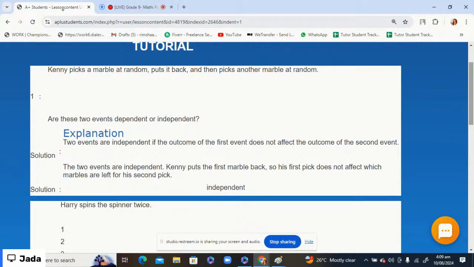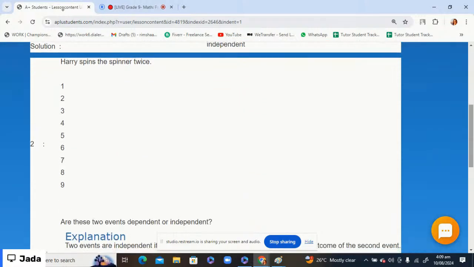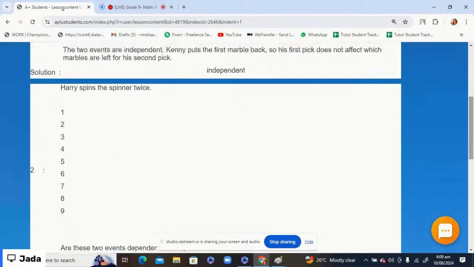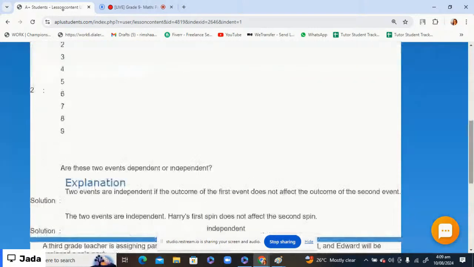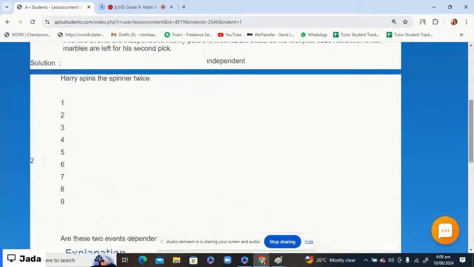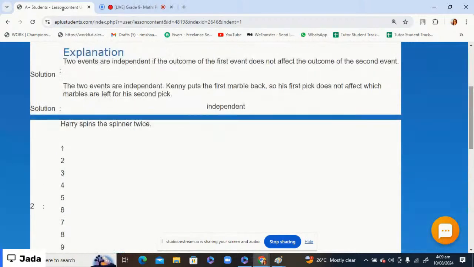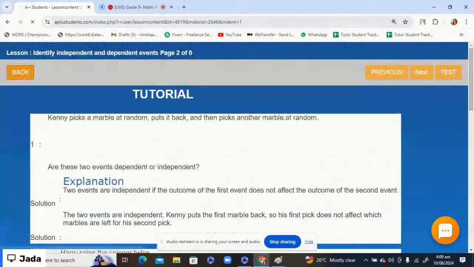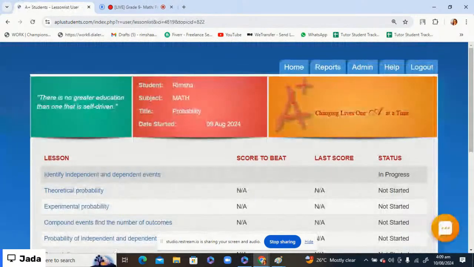So here is the next one. Harry spins the spinner twice. Look at here, this is the spinner. Are these two events dependent or independent? It's a twice, so it's independent. It does not depend on any of it. Okay, hope you guys understand this lesson. Let's do the theoretical probability.